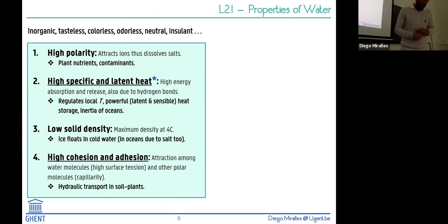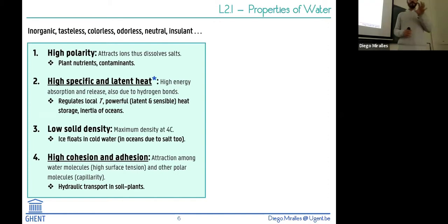So, first thing, water properties. I think that this is something that you see in secondary school. Some of them are very important for us, some of them are less important. So I'm just going to focus on the ones that are really important. Less important ones, well, you know, water is meant to be inorganic, it's meant to be tasteless, at least if it's only water. It's meant to be colorless, odorless, neutral, insolent. All those are properties that reflect the chemical properties and chemical composition of water.